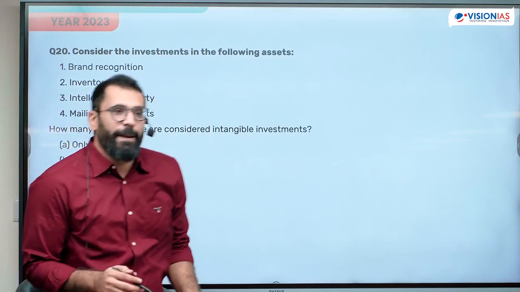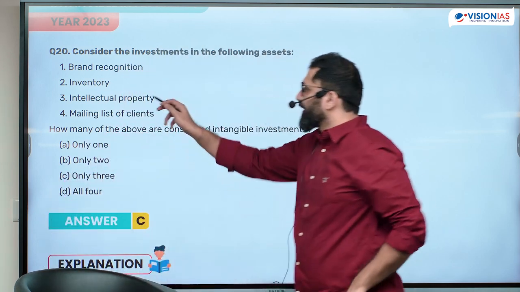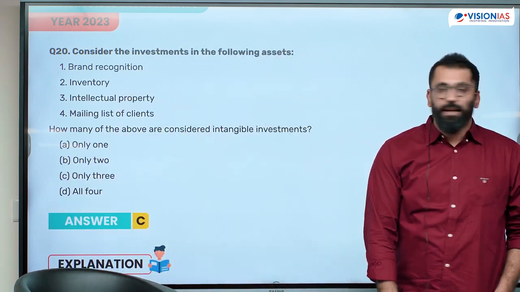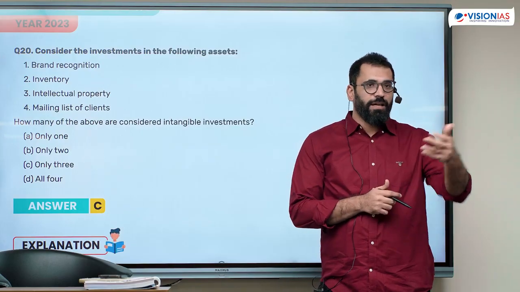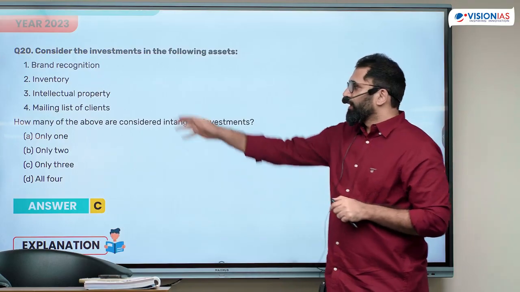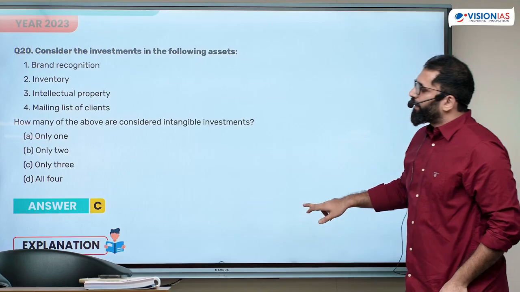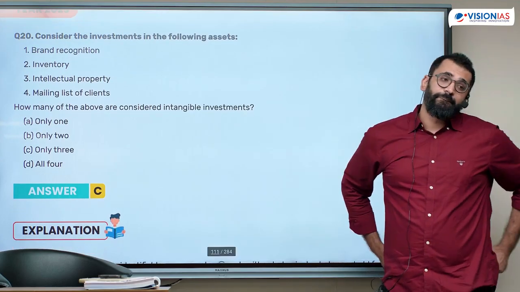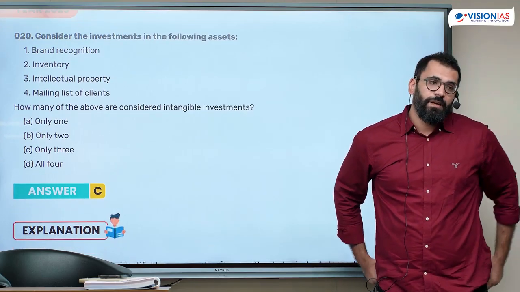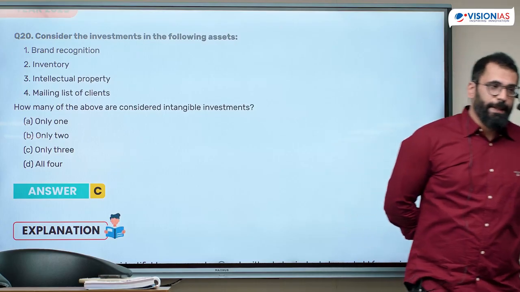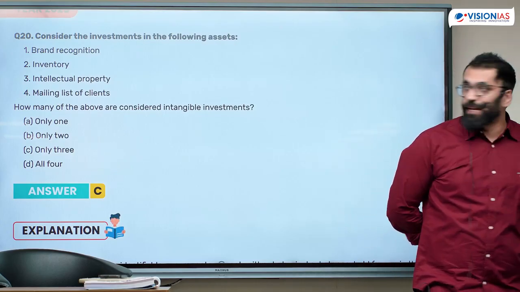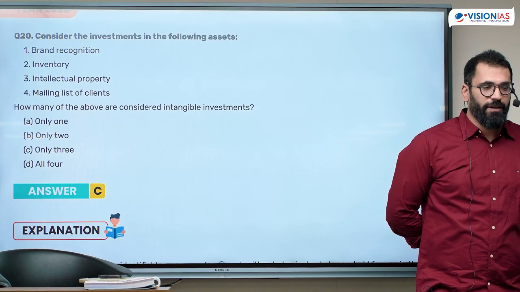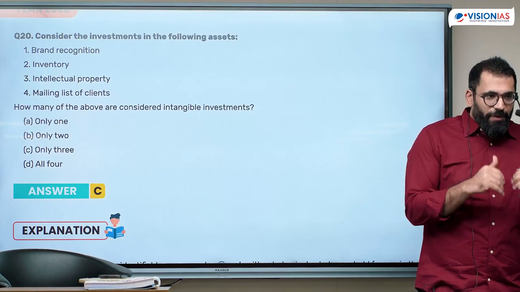Inventory, tangible. It's the surplus kept. Intellectual property, intangible. Mailing list of clients, intangible. Mailing list is also again improving the business, intangible investment. What would be inventory otherwise? Intellectual property I've given out. Inventory तो वो मेरी intellectual property है ना, license.